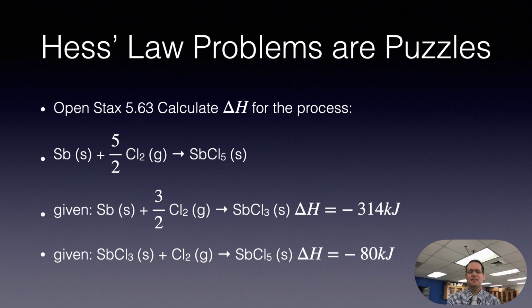This is OpenStax Chapter 5, Problem 63, and we're asked to calculate the delta H for this process. Antimony plus 5/2 chlorine goes to produce antimony pentachloride, and so you're given reaction 1 and reaction 2 and the delta H's, and you have to look carefully to see, do I need to flip one of these? Are the products and reactants on the correct sides? So we have antimony on the left for the first reaction, so that works out. And the second reaction, we have SbCl5 on the right. And you can see that, oh yeah, you just add these 2 reactions together because the SbCl3 term is going to cancel. And then 3/2 plus 1 is 5/2. So you get the answer there just by adding up your 2 delta H's, okay?